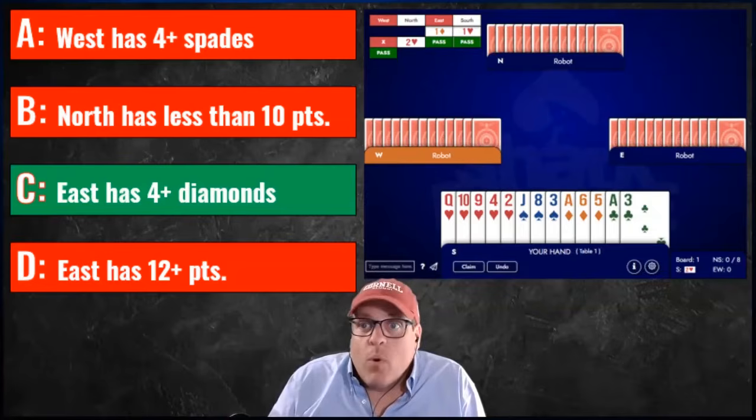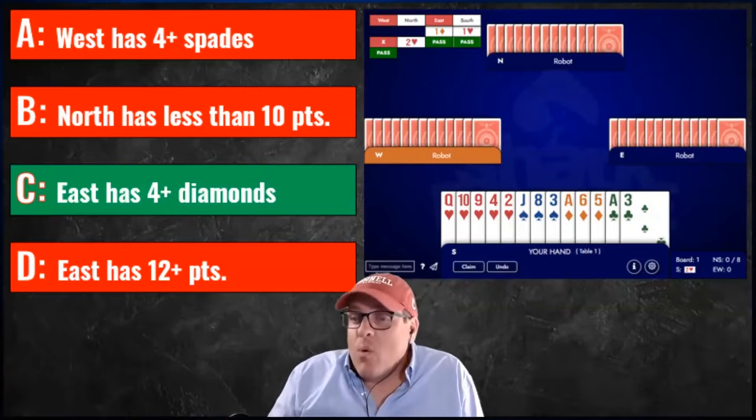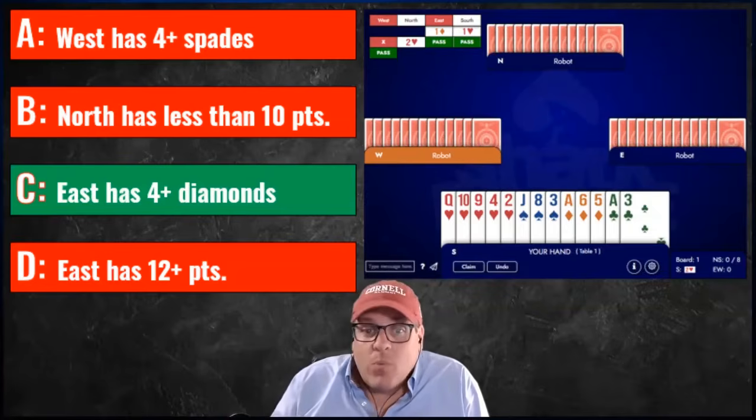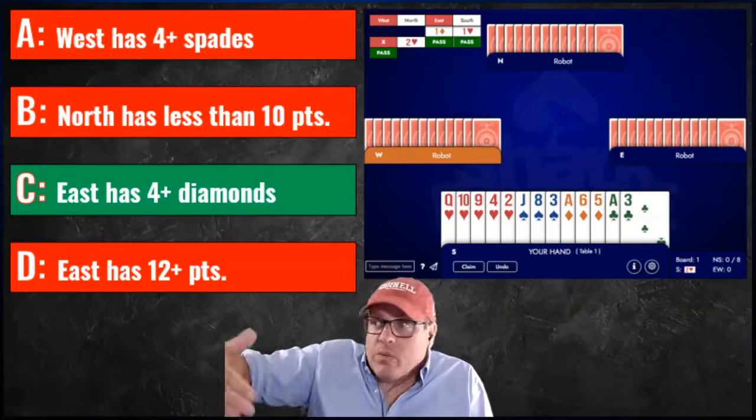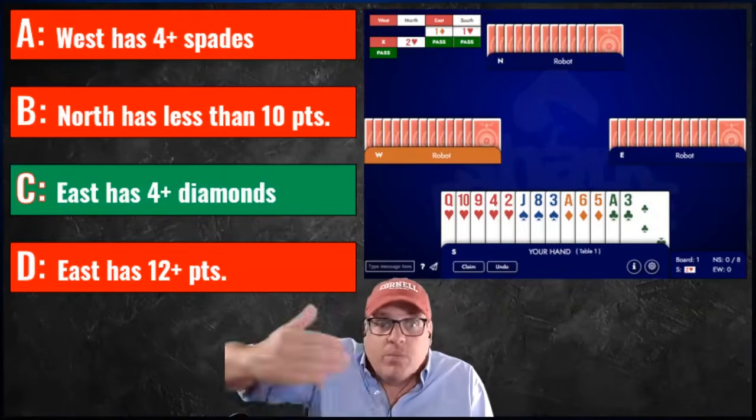They cannot have 4 plus spades. North has less than 10 points. This one got almost all of you. And that is because North can have less than 10 points. Because what is the range of the single raise? 1 heart, 2 hearts, or in this case, 1 diamond, 1 heart, double, 2 hearts.